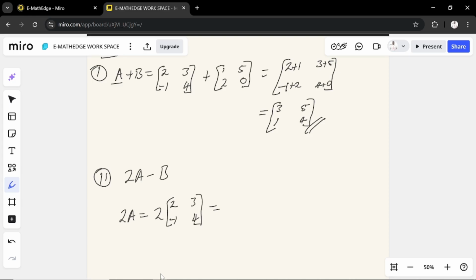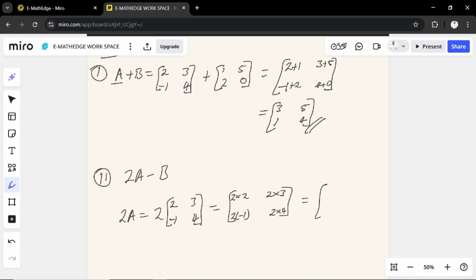Now, based on the principles of scalar multiplication, the scalar number here, which is 2, is going to multiply each element in the matrix, right? So we are going to have this to be 2 multiplied by 2, 2 multiplied by 3, 2 multiplied by negative 1, and 2 multiplied by 4, right?